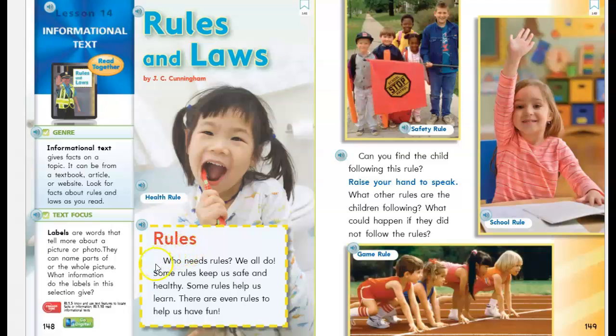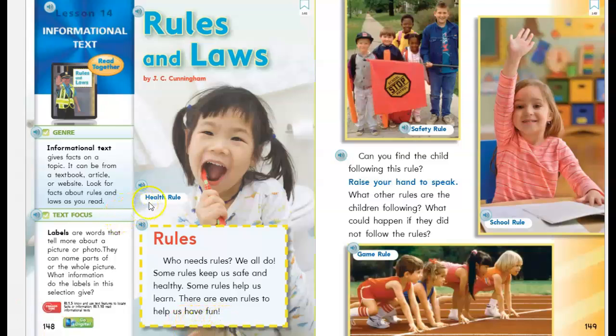Rules. Who needs rules? We all do. Some rules keep us safe and healthy. Some rules help us learn. There are even rules to help us have fun.